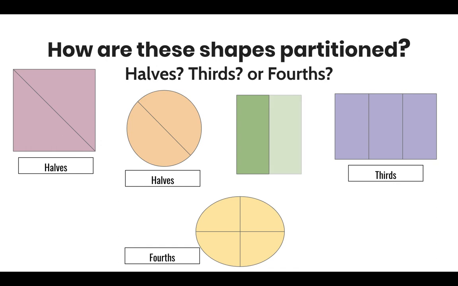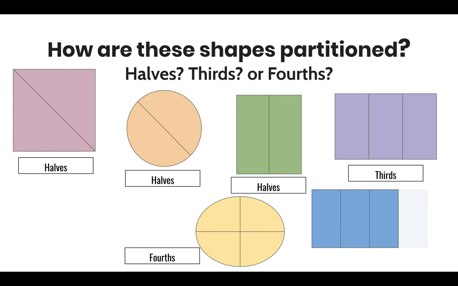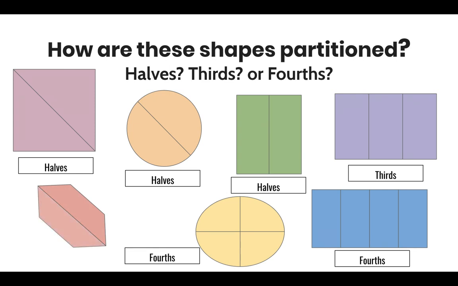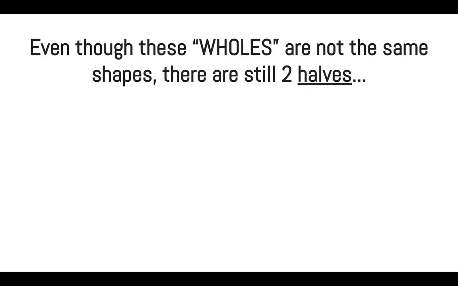The green shape is halves. There are two equal parts. The blue shape, this one's a big one. This one is partitioned into fourths. There are four equal parts. And last, two equal parts means this is partitioned into halves.